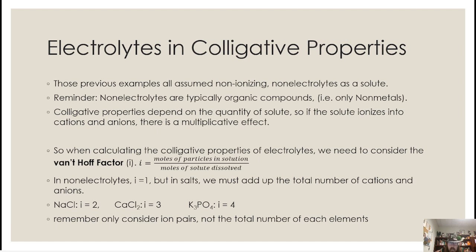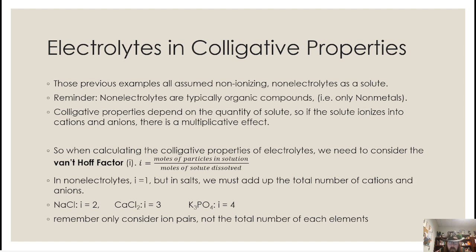Because 3 K pluses and 1 phosphate 3 minus. Remember that phosphate itself stays together. So you would not see an i of 8. You would only see an i of 4. So remember, only consider the ion pairs, not the total number of each element.